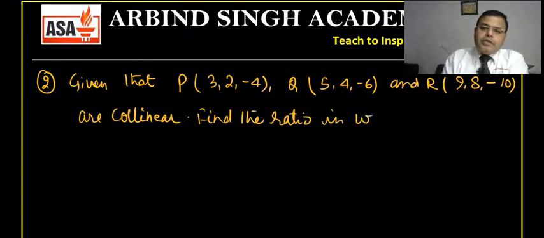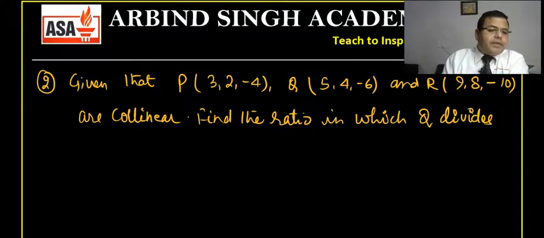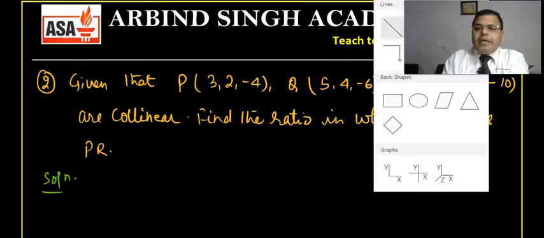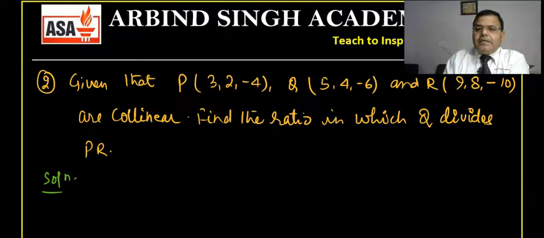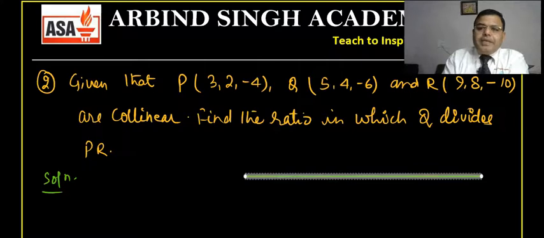Find the ratio in which Q divides PR. So this is the solution here. Now say this is a line segment, and this line segment is PQR.